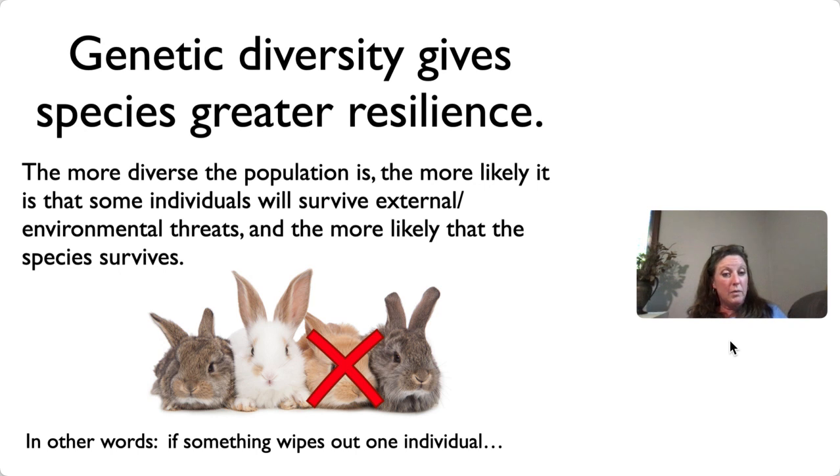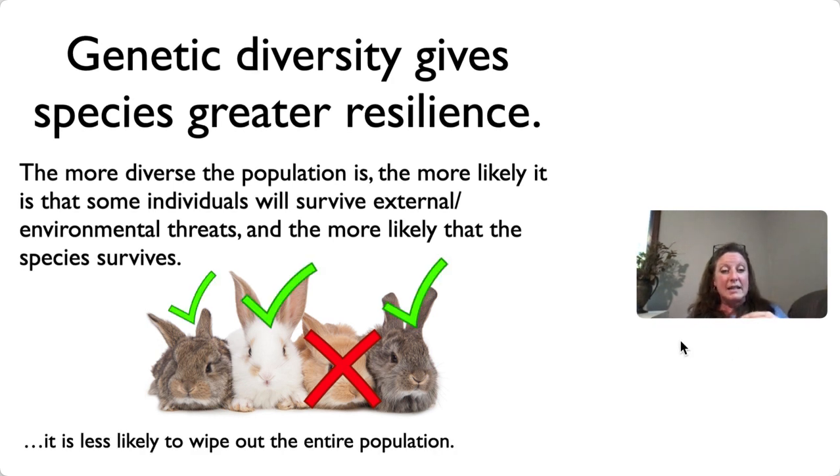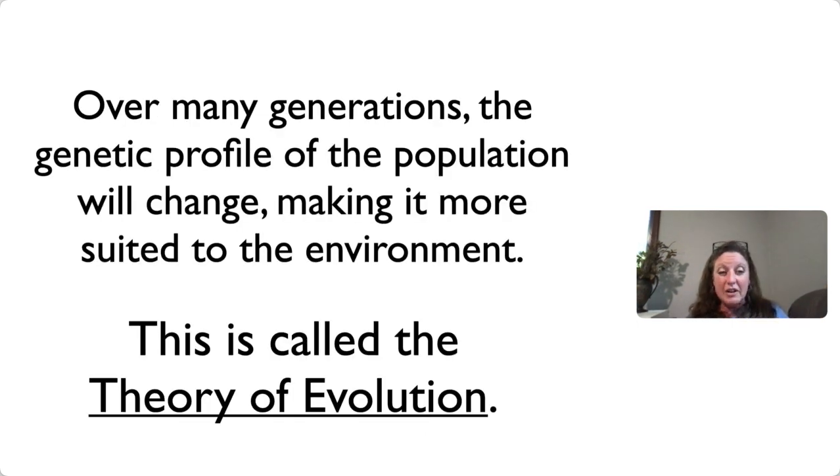So if something changes in the environment that wipes out one individual, or individuals that share the same trait, then there are going to be other individuals that don't have that trait and therefore will survive. Over many generations, this changes the genetic profile of the population, making it more suited to the environment, which is adaptation. This idea is a substantial part of the theory of evolution.